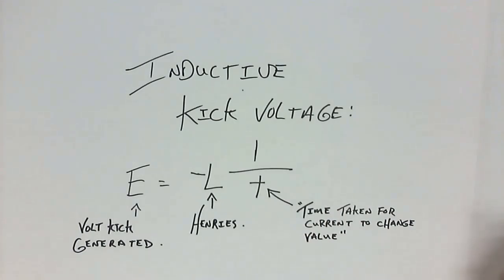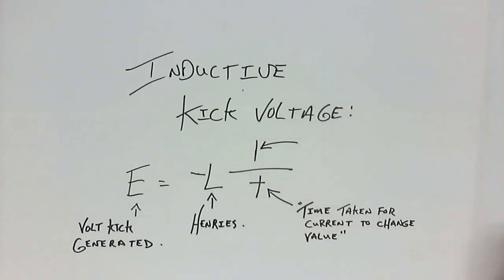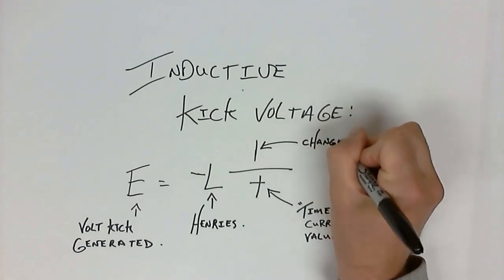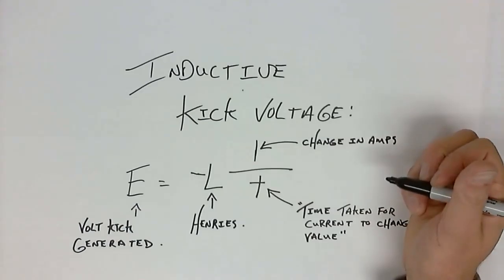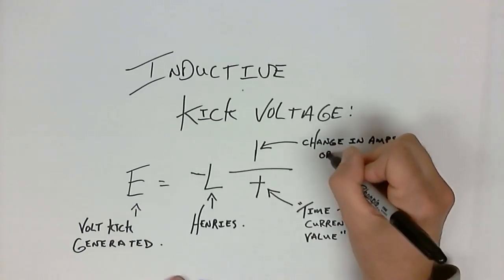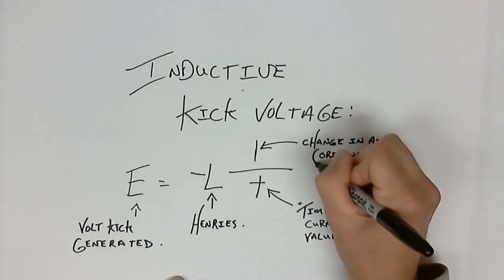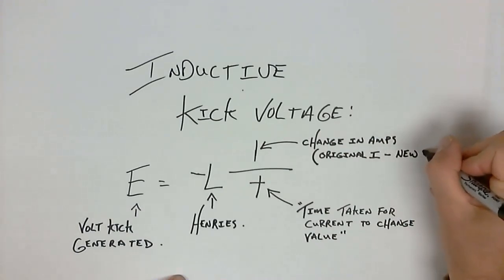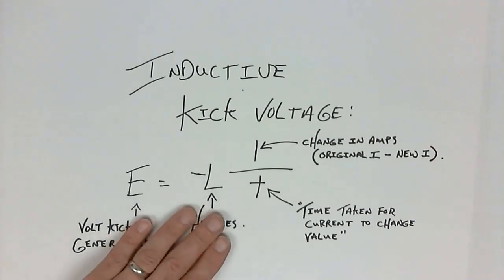And then finally, the last one up here, this one is current, but this is the change of current. And so the easiest way for us to calculate that is original amps minus the new amps. It's a pretty simple calculation. So let me just sort of lay it out for you with a few examples.